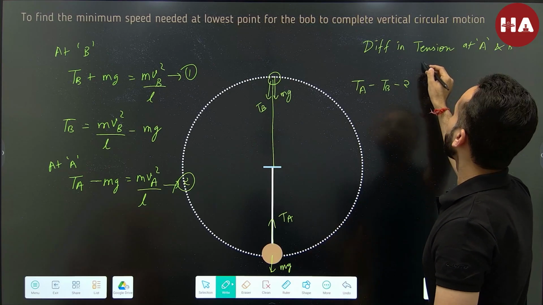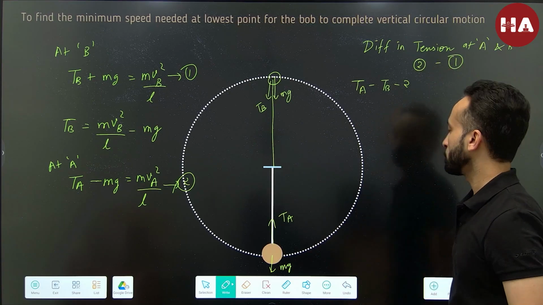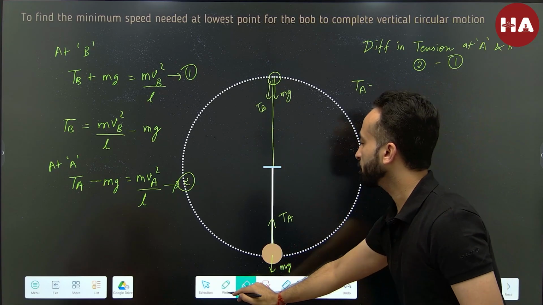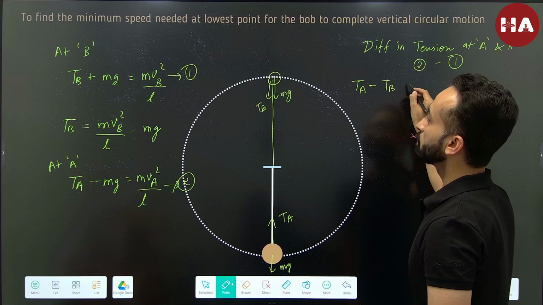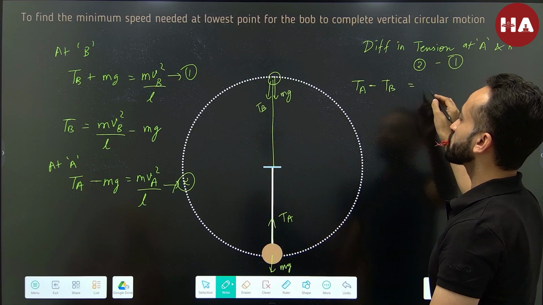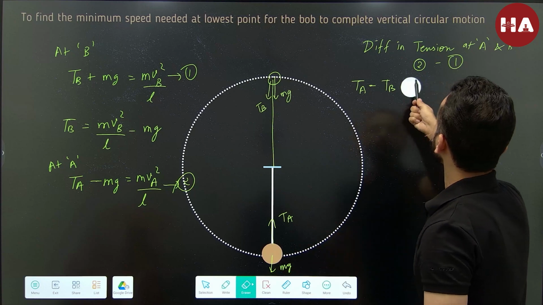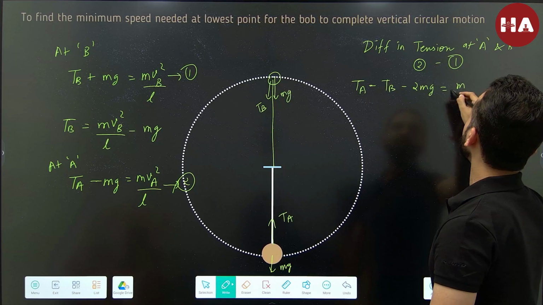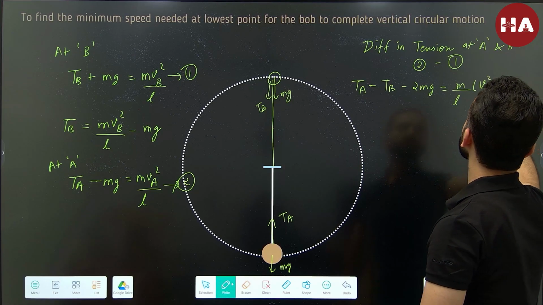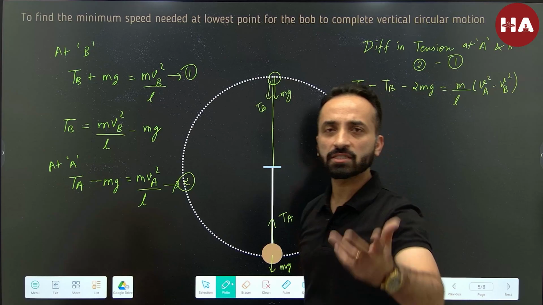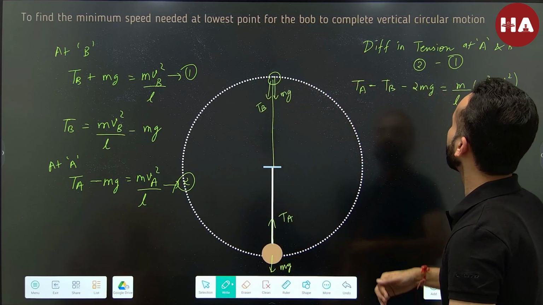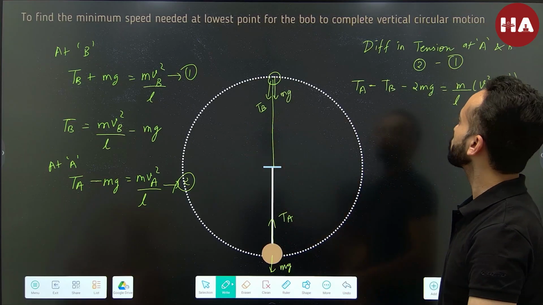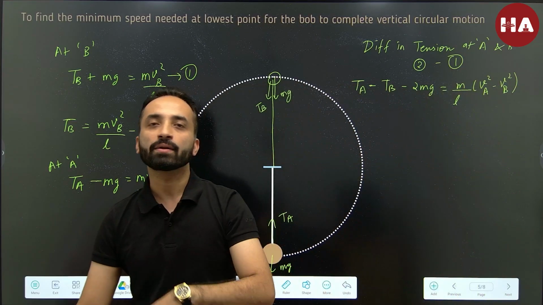So what am I doing now? I'm subtracting equation 1 from equation 2. What is this giving me? I call this the first equation and this the second equation, and I'm subtracting equation 1 from equation 2. This is giving me TA minus TB minus 2mg is equal to m by L times VA square minus VB square.